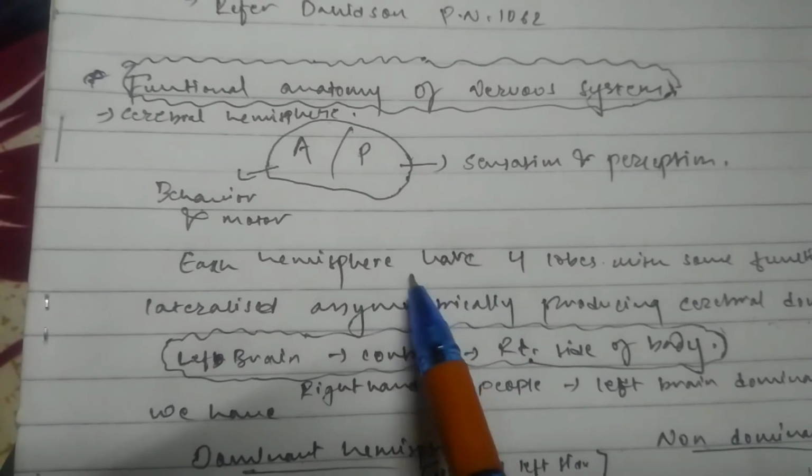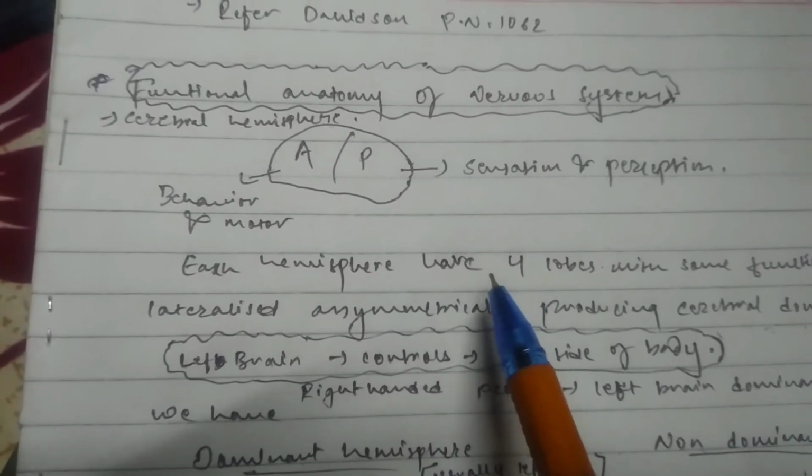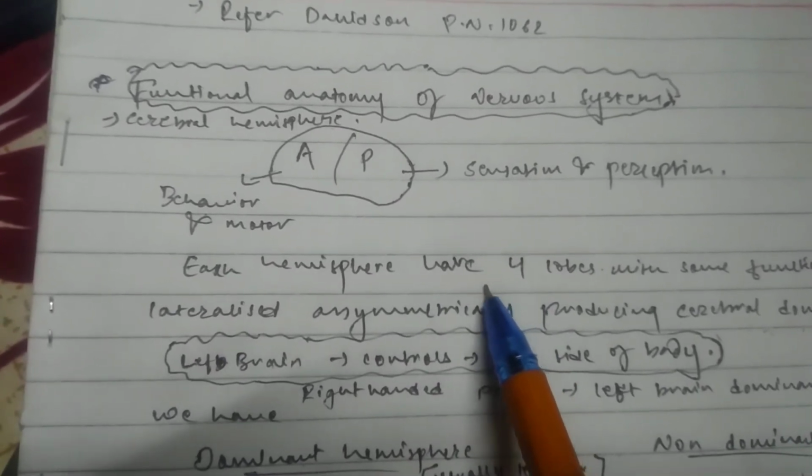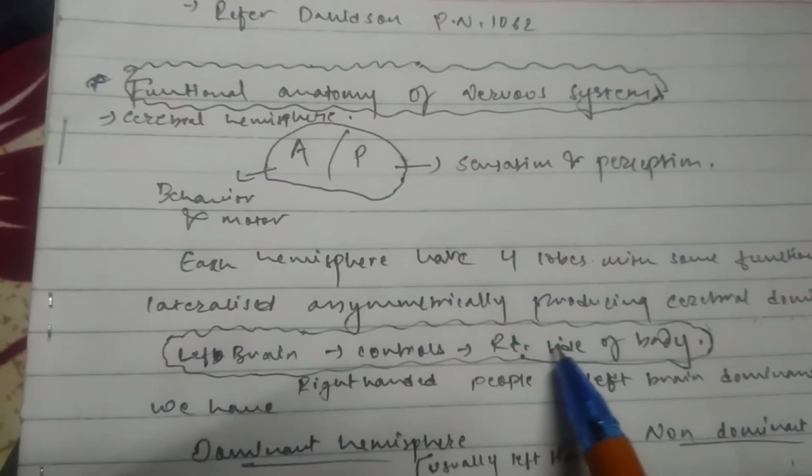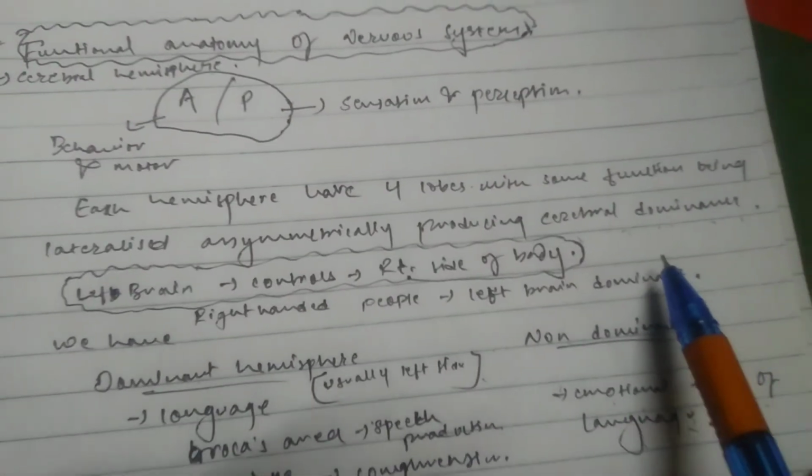Both hemispheres, right and left, have four lobes, and these four lobes have different functions. They are assigned asymmetrically. Thus produces cerebral dominance.